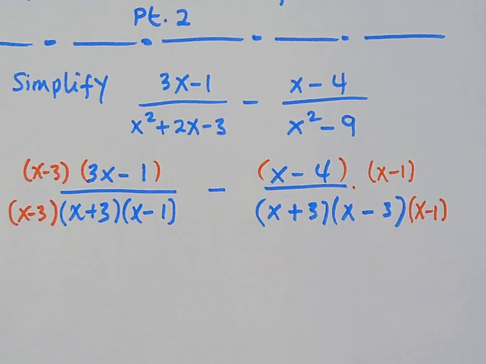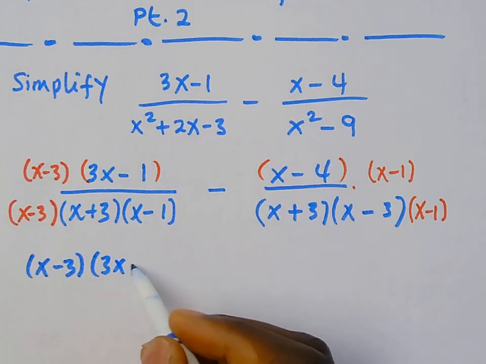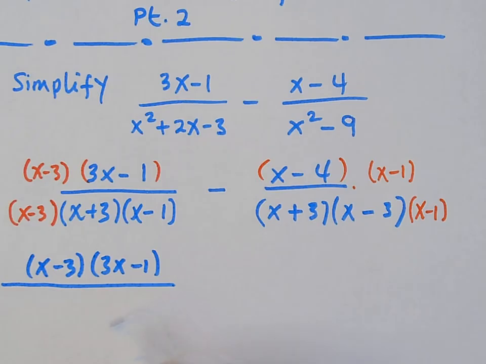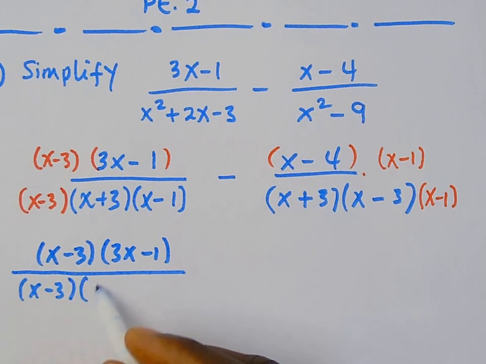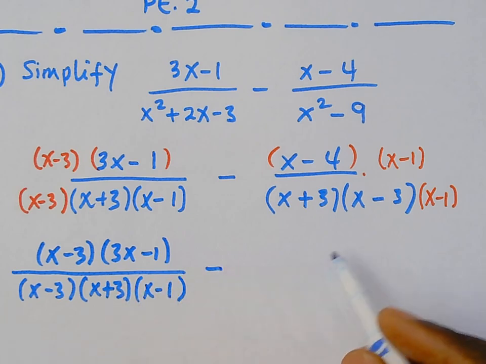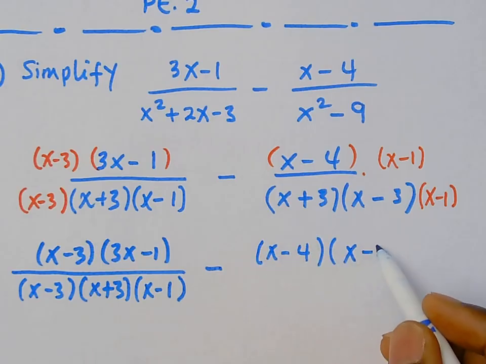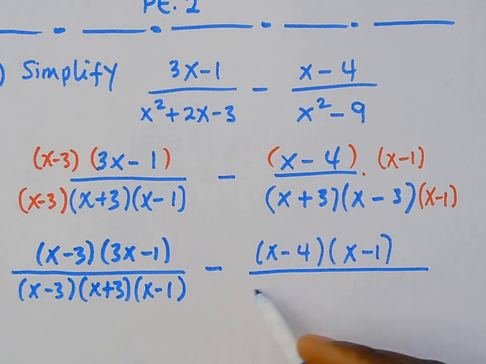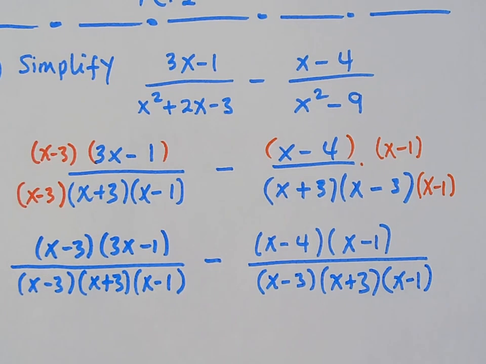So now the expression is going to look like this. I'm going to rewrite it. In the numerator on the left, I'll have x minus 3 times 3x minus 1 all over a common factor of x minus 3, x plus 3, x minus 1, minus, in the numerator on the right I have x minus 4 times x minus 1, and I'm dividing by the common factor x minus 3, x plus 3, x minus 1. So this is going to be our new expression.